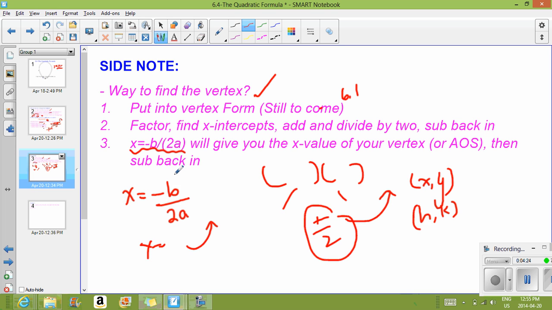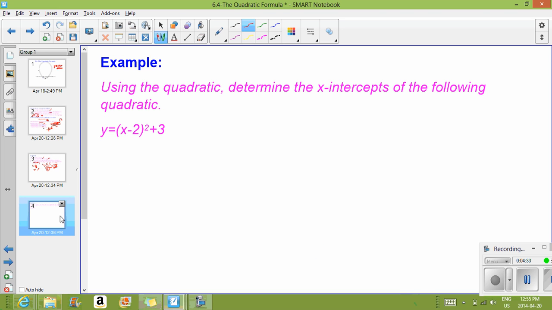And so if the question asks you to find the x-intercepts using the quadratic formula and to graph it, you can use this to find the vertex. So we're going to do an example where we're only going to look for the x-intercepts, but you could have to graph any of this, but we're just going to use the quadratic formula.